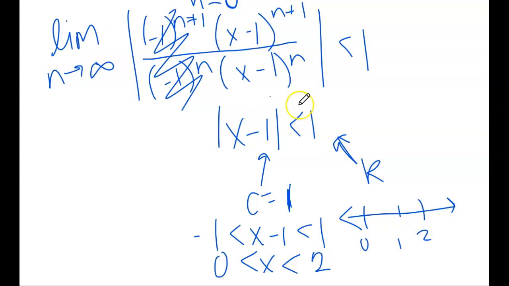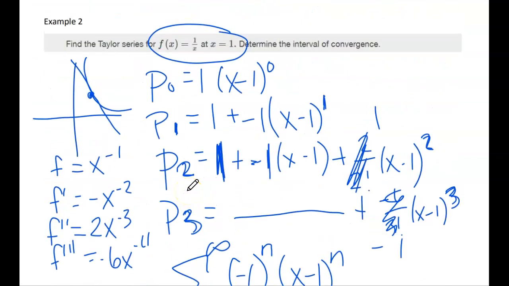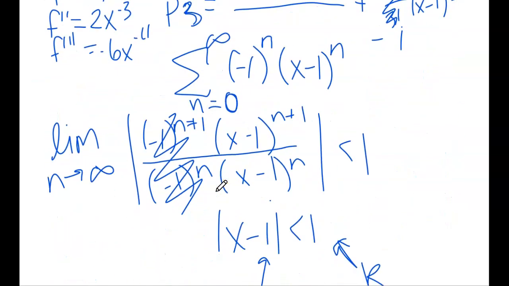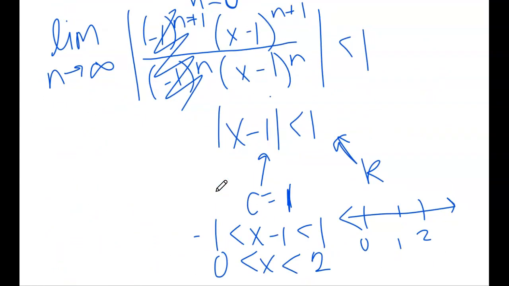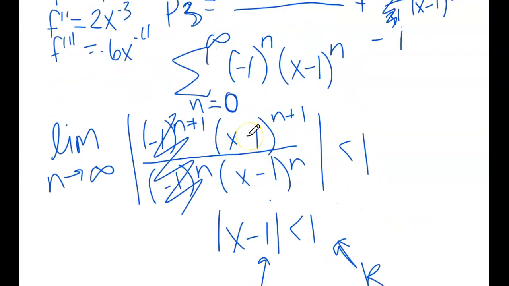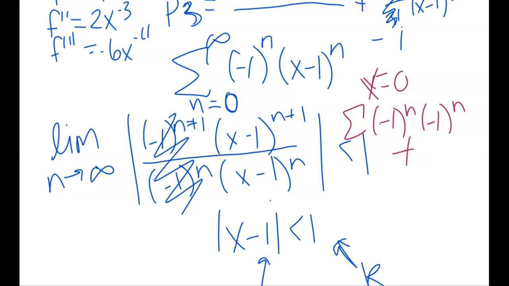So this is only good on my graph. Well, that makes sense. I can't go past 0 because it's not defined, right? And then 2. So let's see. If x equals 0, can I let x equal 0? No, I cannot. But let's go back up into our thing here. If x is 0, then I end up getting negative 1 to the n times negative 1 to the n, which is just always positive 1. Added, added, added, added, added.